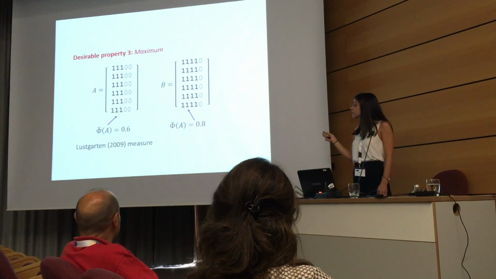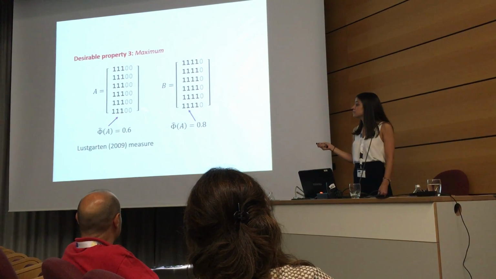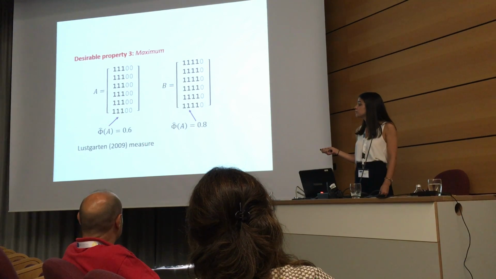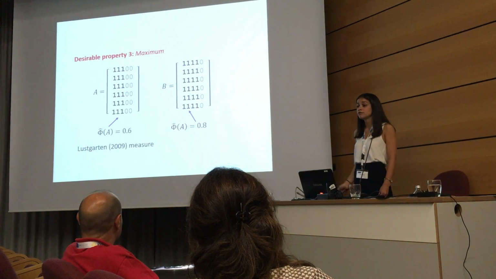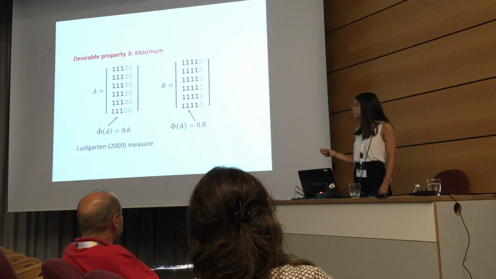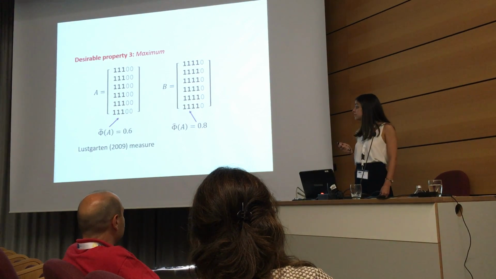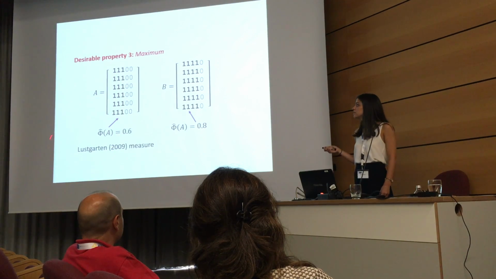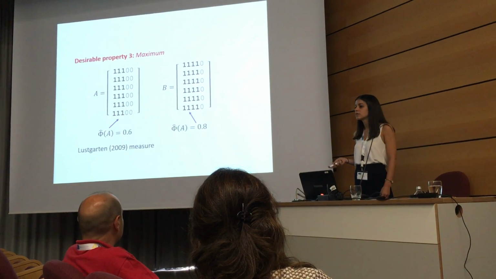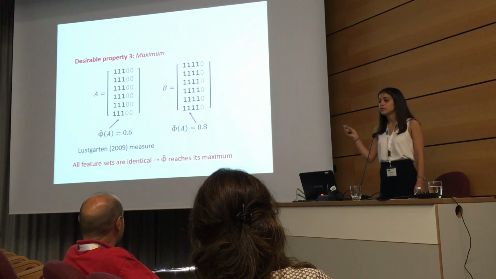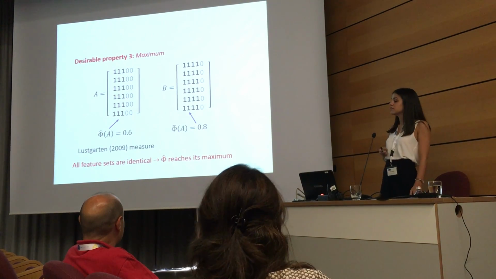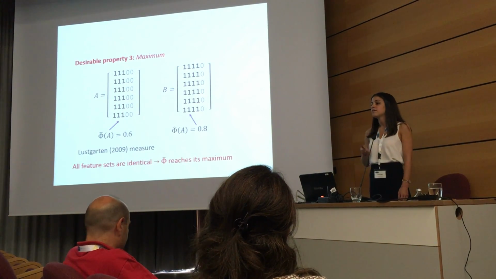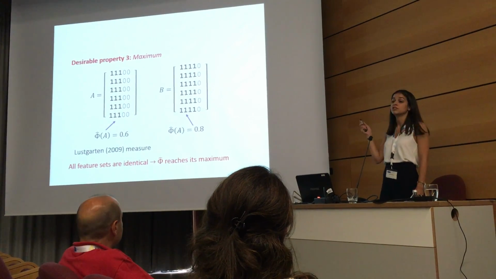Well, in some cases, it might be the case that if we use, for instance, the Lustgarten measure, this will give a value of 0.6, and this will give a value of 0.8, which means we would say this one corresponds to a more stable case than this one. So we get the property that if all feature sets are identical, then phi should reach this maximum.